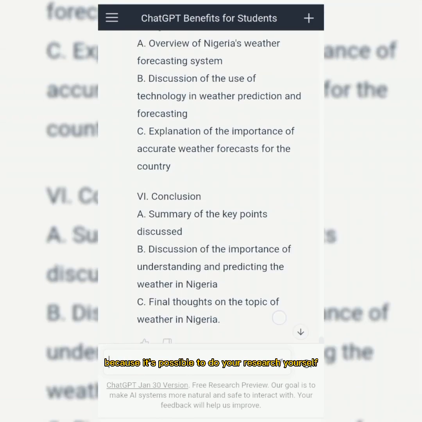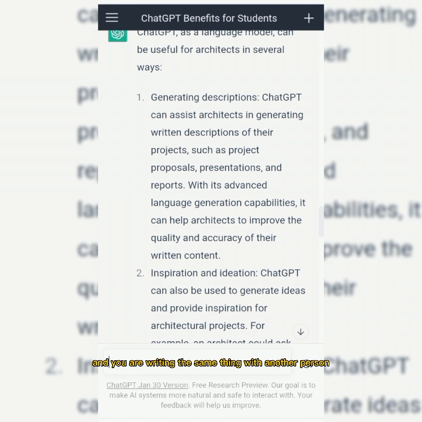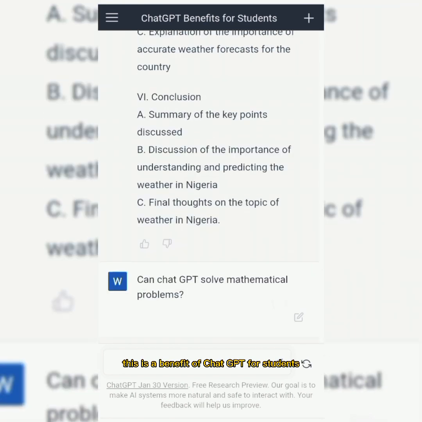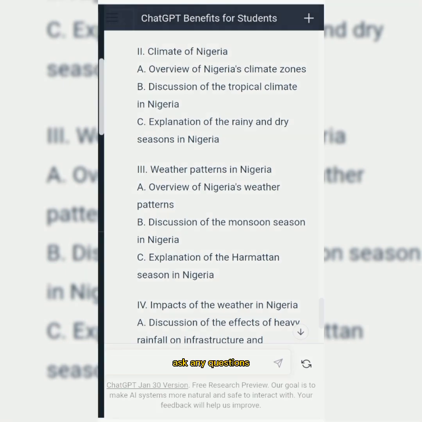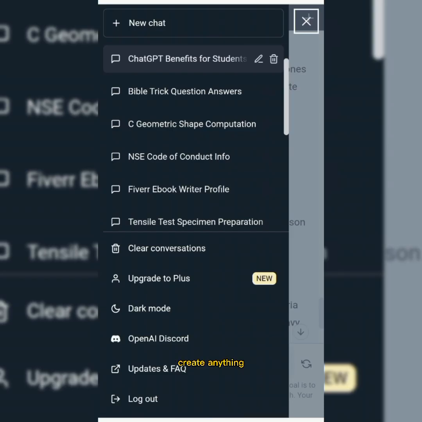Because it's possible that you do your research yourself and you are writing the same thing as another person, let's say in your group or in your class or in other groups. This is a benefit of ChatGPT for students, and you can use it to ask any questions and create anything.